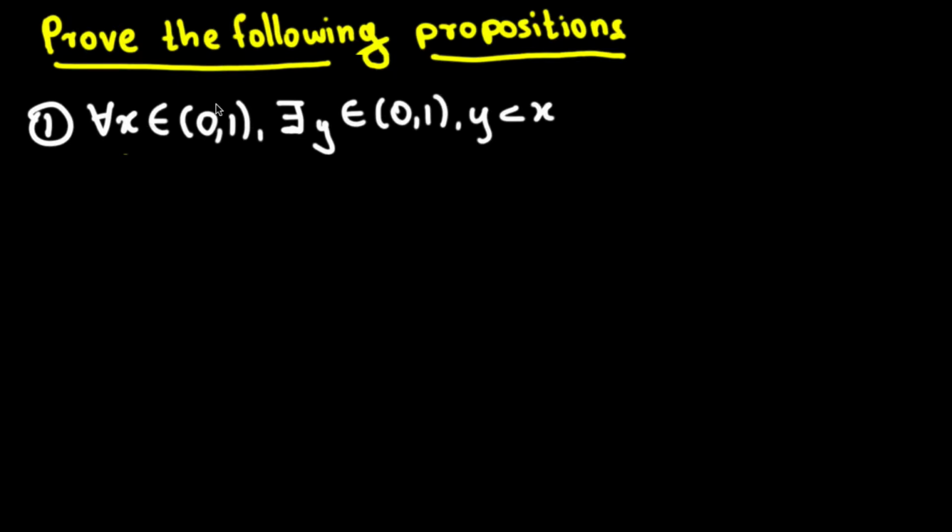Let's look at these propositions right here. We are going to prove these propositions. The first one says for all x belongs to (0, 1), there exists a y belongs to (0, 1) such that y is less than x. Now let's go ahead and prove this.